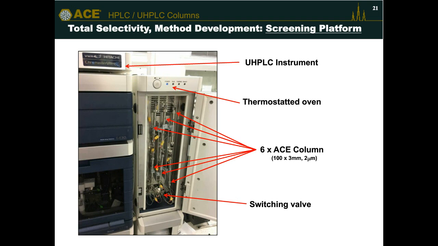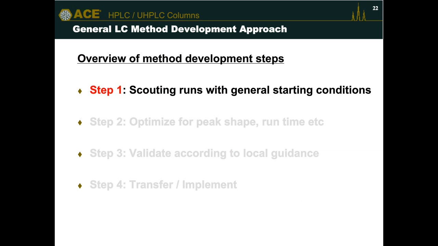So how do we do method development? I'm going to work through an example now, and then we'll be coming towards the end of the webinar. There are 4 steps, and I'm going to talk about step 1 in the method development approach. We normally do some scouting runs with general starting conditions. This gives us an understanding of the retention behavior of our analytes in our samples and how the different solvents and column chemistry combinations are helping us or not with our separation.